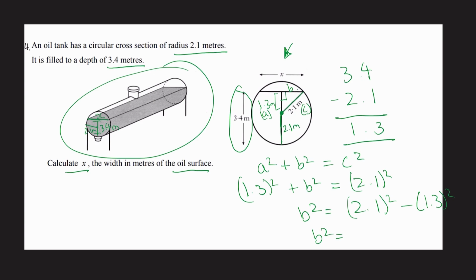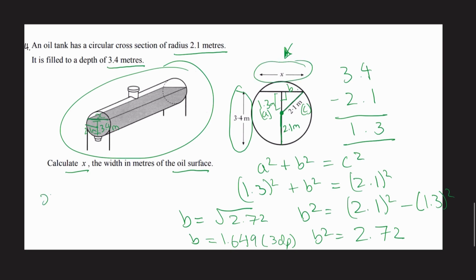let me just use the calculator. Equals 2.72. And now we want to square root that, so we do the square root of 2.72, which means b equals 1.649 to 3 decimal places. But they want to know the whole length of x, and x is two lots of b. So x actually equals 2 times the value for b, because this is half of the line.